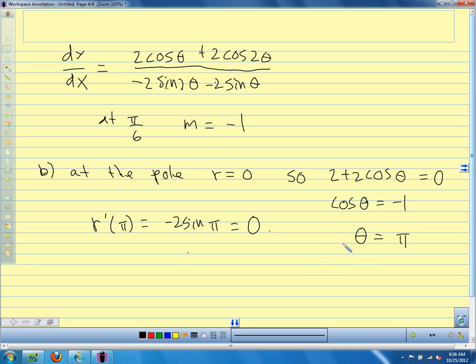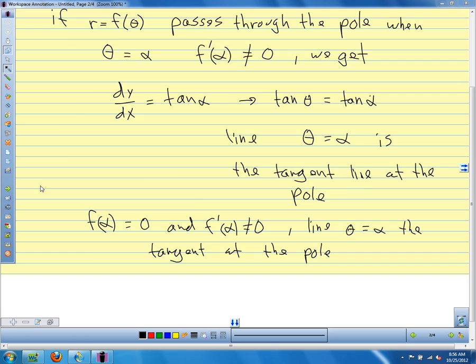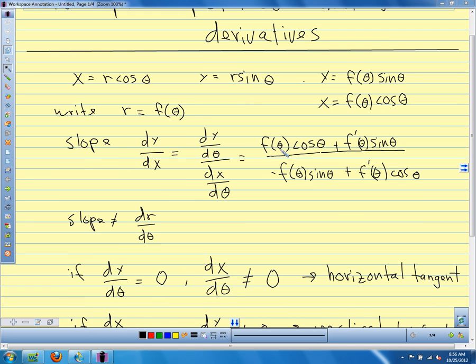All right. So at the pole, we have an indeterminate form. So why are you using r prime? So back here we said that if we look back at our equation for our slope, if r is 0, so f of theta is 0, then this term and this term go away, and we have f prime of theta sine theta over f prime cosine theta. That would be our slope. So if f prime is not equal to 0, then we can find a slope at the pole. f prime is the dr d theta. If that's not 0, then we can find the slope of the tangent line at the pole.